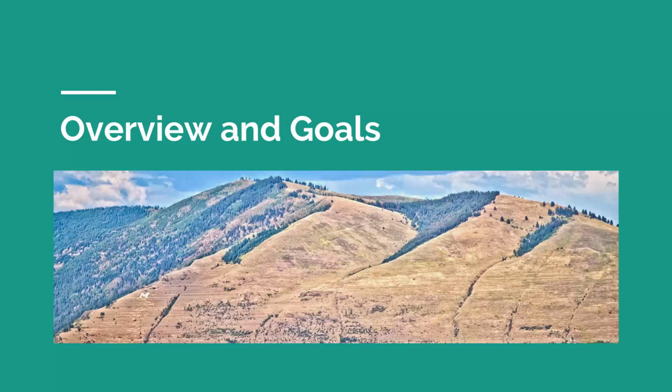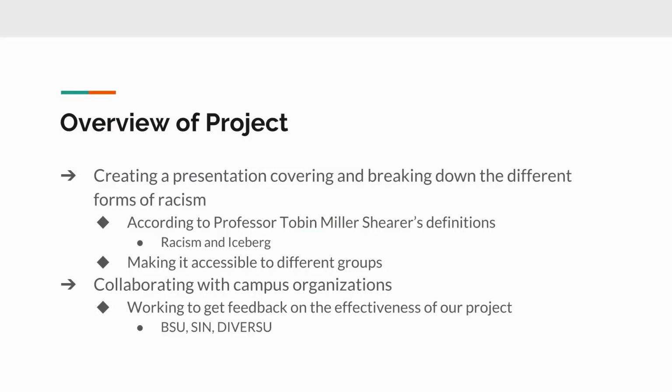So first, our overview and goals. So the overview of the project, like I said, we were creating a presentation covering and breaking down the different levels and forms of racism. We used the definitions that were given to us at the beginning of the semester by a professor. So we used their equation of racism as well as the iceberg that was beautifully drawn for us.